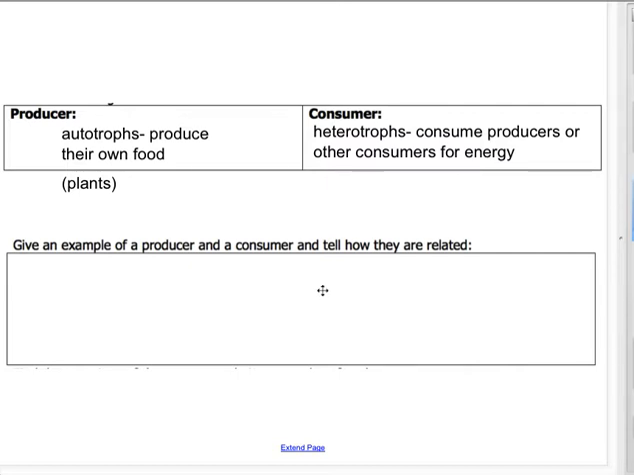Now, what I would like you to do is in your notes, think about any example of a producer and a consumer and how they're related. Basically, I want you to think of something that is a consumer and tell me what it eats that is a producer or a green plant. Pause the video, do that now.